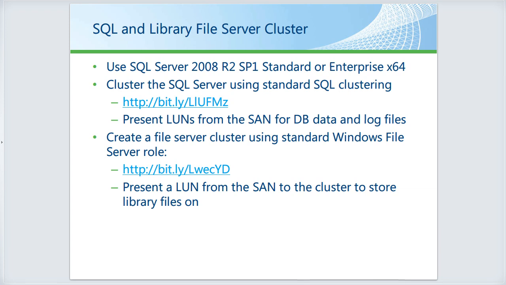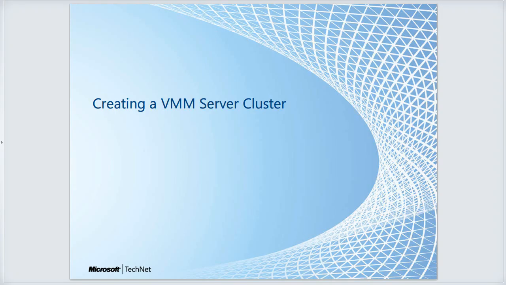And in this case here, I just created a LUN on the SAN and presented that out to the file server cluster in order to store the library files on there. Okay, so not really rocket science there. I'm sure most of you have set up SQL clusters many, many times, so there's really nothing any different there other than just making sure that you use the right version of SQL Server Standard or Enterprise, and also making sure that you use the right SQL Server collation based on the information I provided in the first session. So with that, we'll now go on to creating a VMM server cluster.